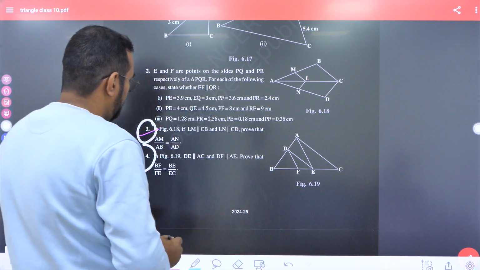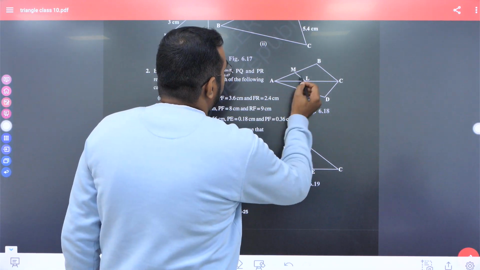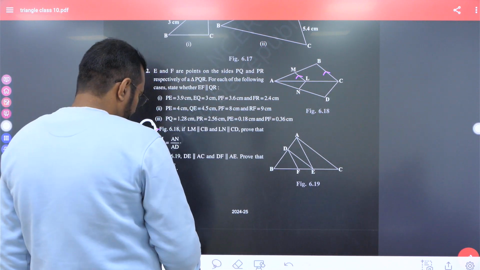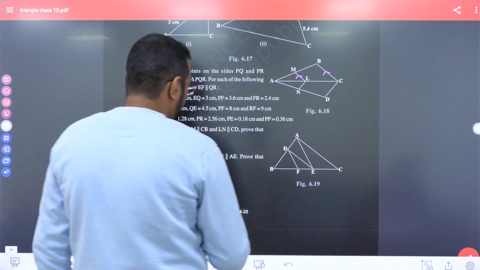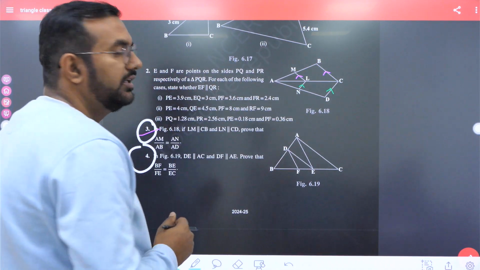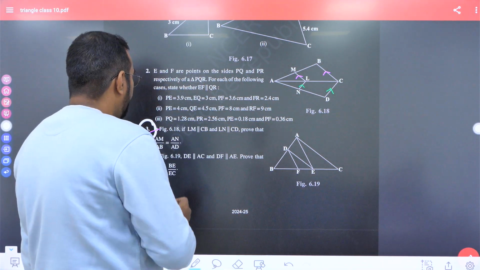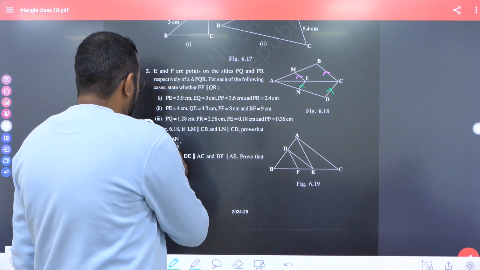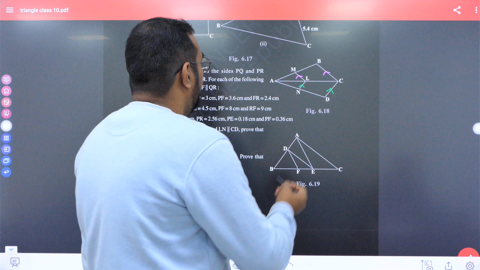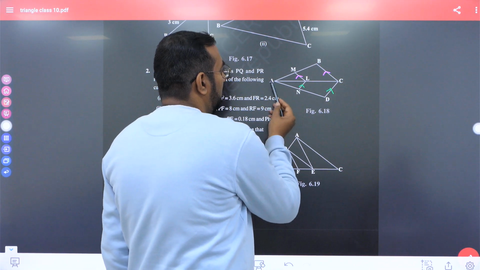Question number 3. The figure is given here. It is given that LM is parallel to BC, and LN is also parallel to DC. And what we have to prove? We have to prove AM upon AB is equal to AN upon AD.